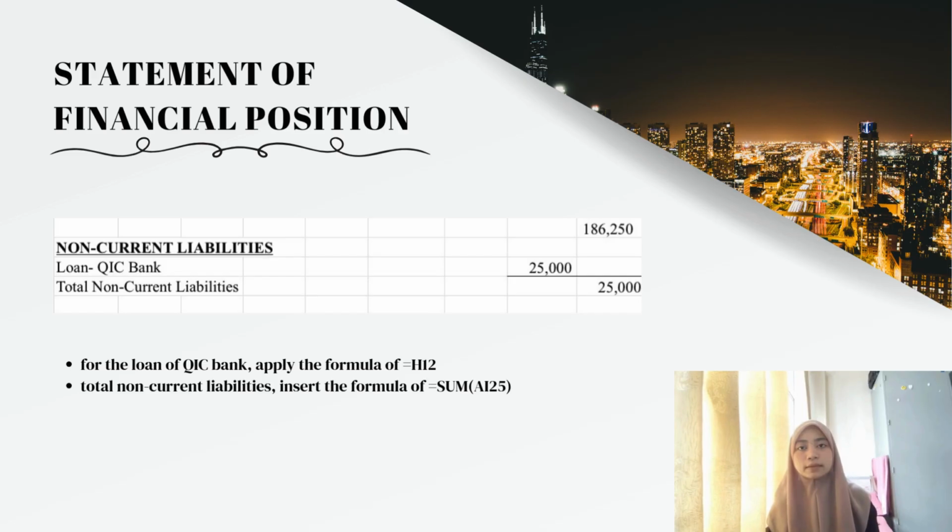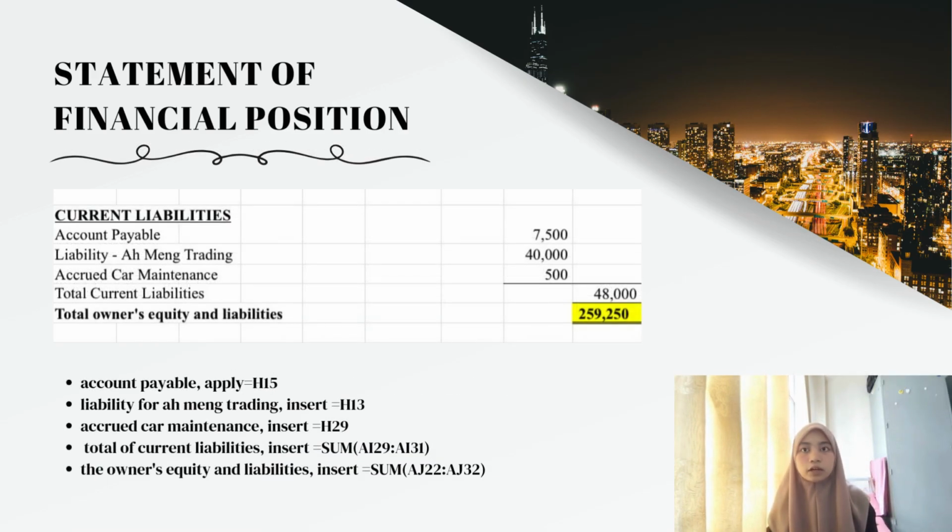For the loan of QIC Bank, we will apply the formula equals H12. Then, we will calculate the non-current liabilities using the formula equals SUM(AI20 H15). For liability for Ahmad Trading equals H13, and accrued car maintenance equals H29. Then, the total of current liabilities using the formula equals SUM(AI29 to AI31). Lastly, we will calculate the owner's equity and liabilities using the formula equals SUM(AJ22 to AJ32).